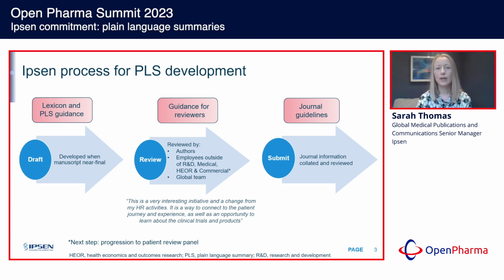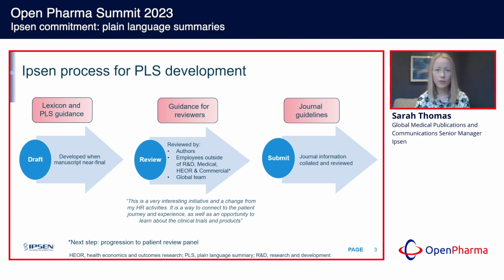It's also reviewed by all authors and an Ipsen lay review panel. So these are volunteer reviewers who have no knowledge of the therapy area and sit outside of research and development, medical, HOR and commercial. We usually have between 3 and 7 reviewers, and we have a guidance document to support them. A number of Ipsen volunteers have fed back on the process and described why they're keen to be involved.